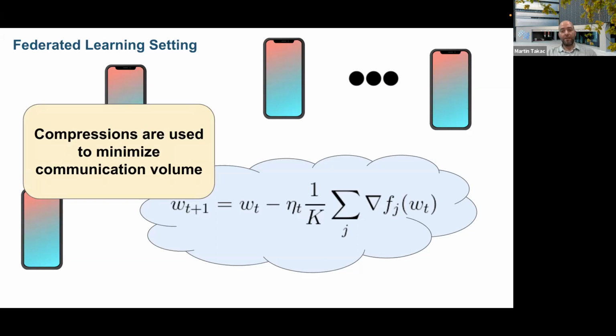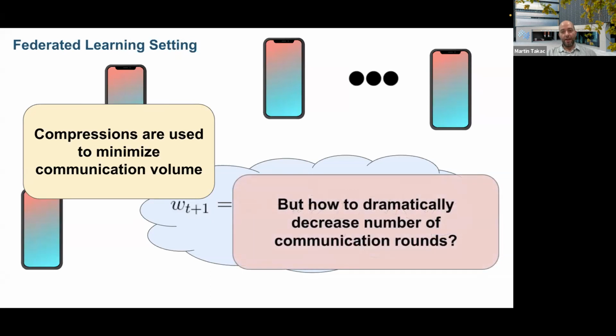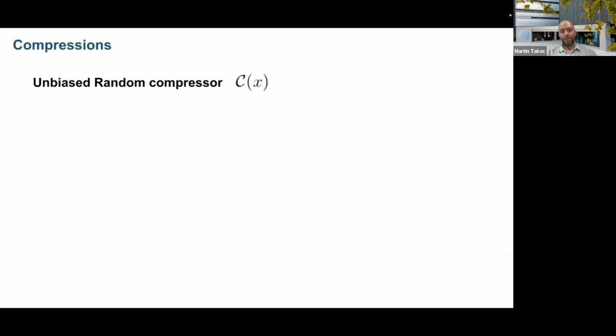Let's say instead of sending 64 bits, doubles, you can go to only, let's say, 6 bits or 10 bits, and you will save some communication. But this will not decrease the communication dramatically. So the question would be, how can I really decrease the number of iterations or communication rounds a lot, okay?